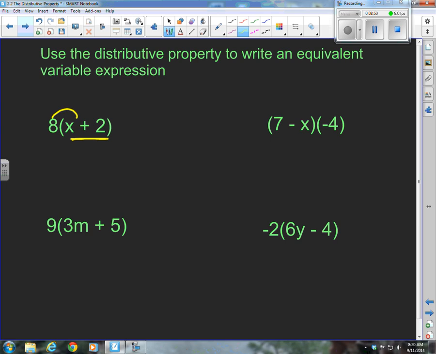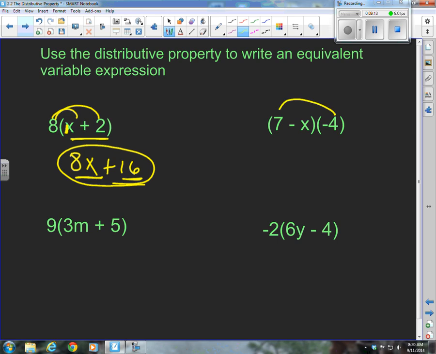So that is 8 times x, which is 8x. 8 times, basically this is a 1x, right? So it's 8 times 1x, which is 8x. 8 times 2 is 16. And that is simplified: 8x plus 16. And you're done. You don't know what x is, you can't do anything else. This and this are not alike, so you can't add them together. Let's look at this one.